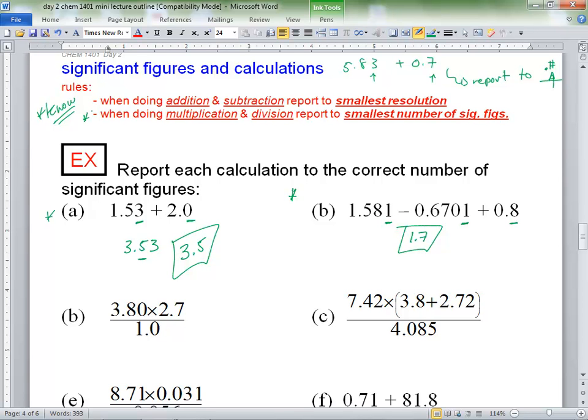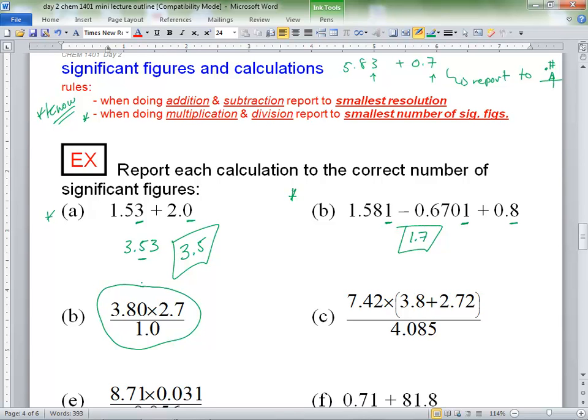When you're multiplying or dividing, I think it's easier. Report your answer to the one with the smallest number of significant figures. So like in this mess right here, look at all those, there's 3 measurements in there. So that means they all could have different numbers of significant figures. But figure out which one has the smallest number of sig figs, and then you have to report your answer to that smallest number of sig figs.